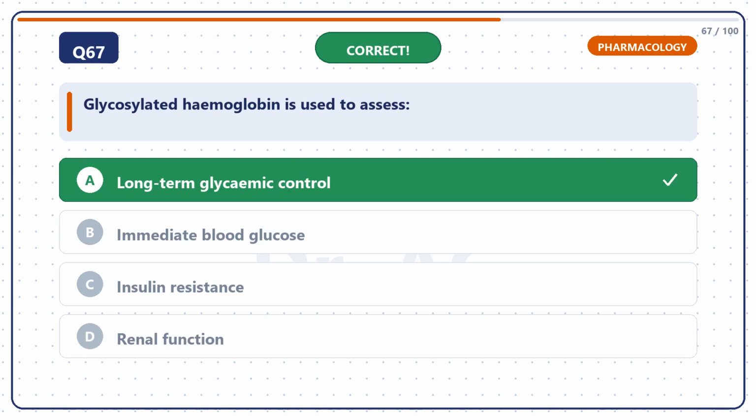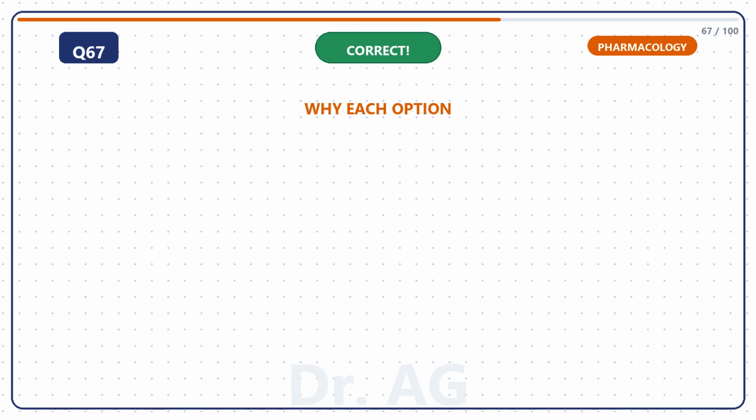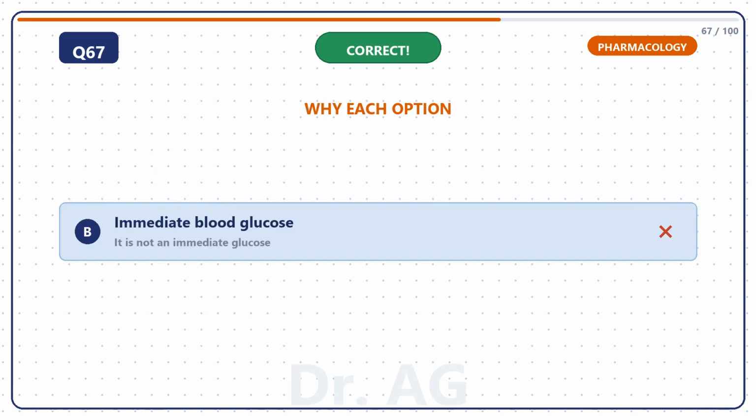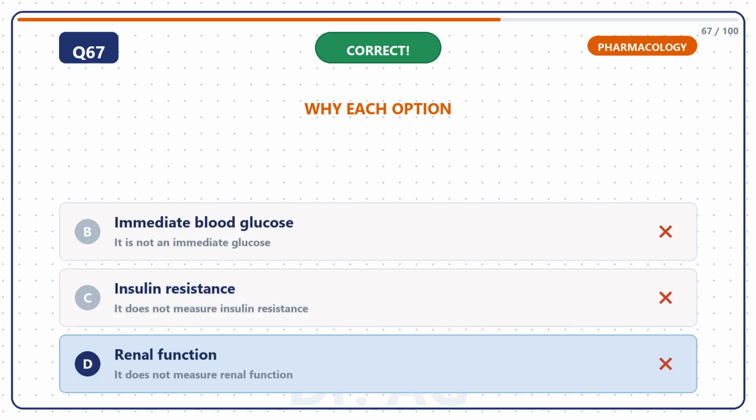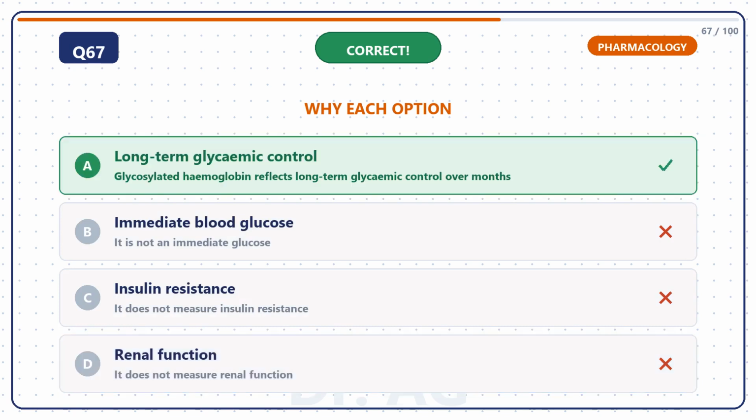The correct answer is option A. Long-term glycemic control. Let's go through the options. Immediate blood glucose. It is not an immediate glucose. Insulin resistance. It does not measure insulin resistance. Renal function. It does not measure renal function. And the correct answer is long-term glycemic control. Glycosylated hemoglobin reflects long-term glycemic control over months. So, the right answer is option A.